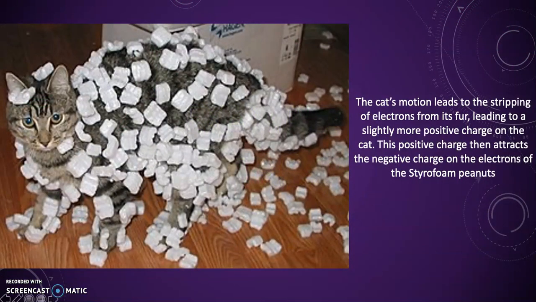So when we go back to this image, obviously what happened here is the styrofoam peanuts, as they rubbed against the cat's fur, removed electrons from the cat's fur. This made the styrofoam peanuts more negatively charged. Then the cat's fur, which lost these electrons, became more positively charged. And then, because opposite charges attract, the negative charge from the styrofoam peanuts and the positive charge from the cat's fur caused an attraction and caused the styrofoam peanuts to stick to the cat's fur and the cat's fur to stick to the styrofoam peanuts. And so now this poor cat is covered in styrofoam peanuts.